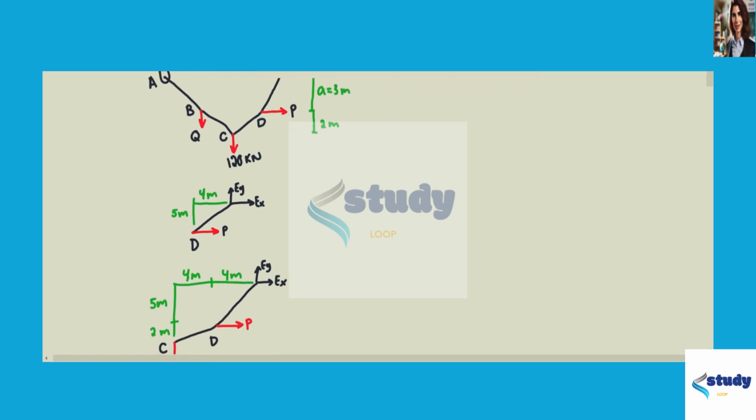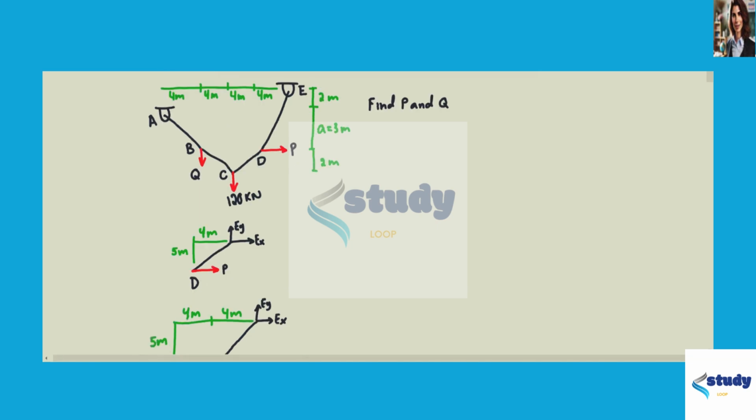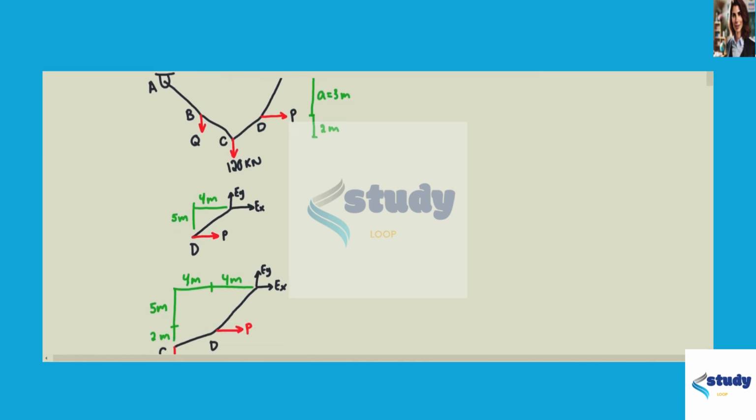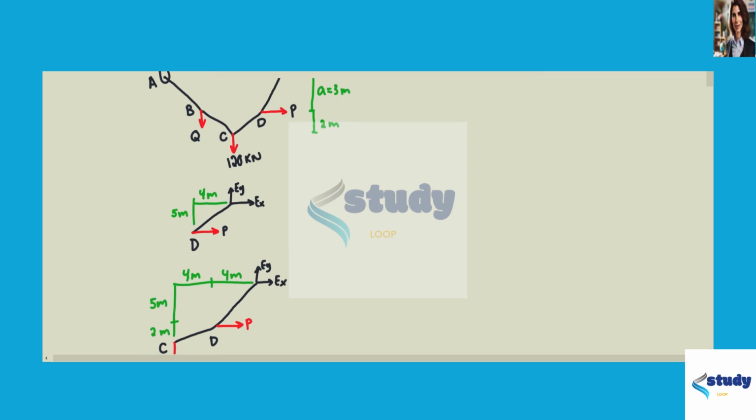The horizontal distance from A to B is 4 meters, from B to C is 4 meters, C to D is 4 meters, and D to E is 4 meters. The vertical distance from A to E is 2 meters, from A to B is 3 meters, and from B to C is 2 meters. Our task for this problem is to find P and Q to maintain equilibrium.